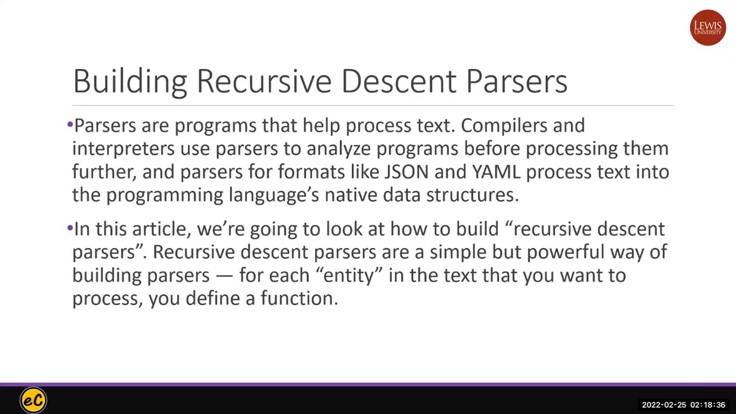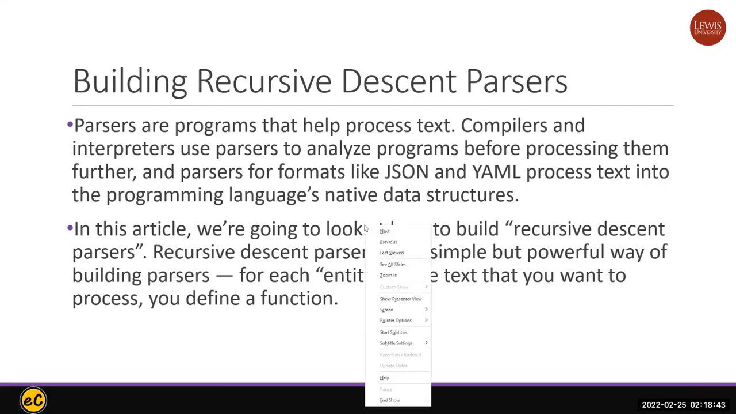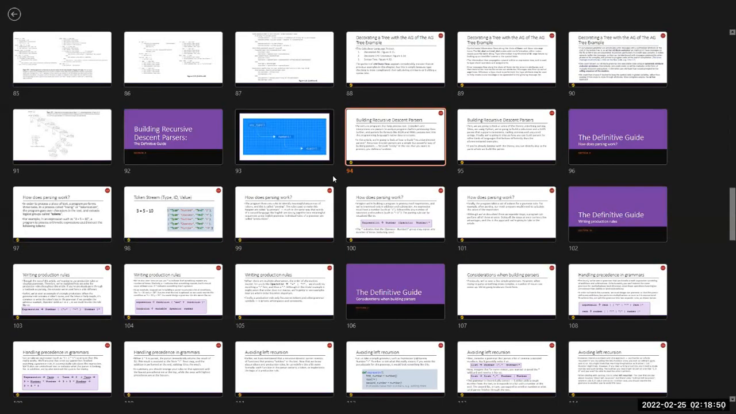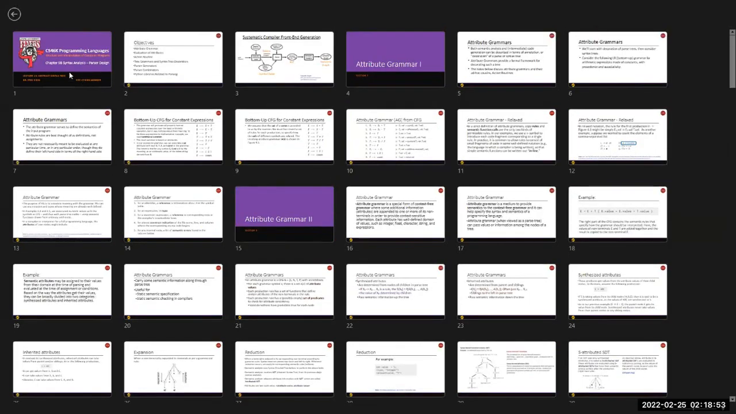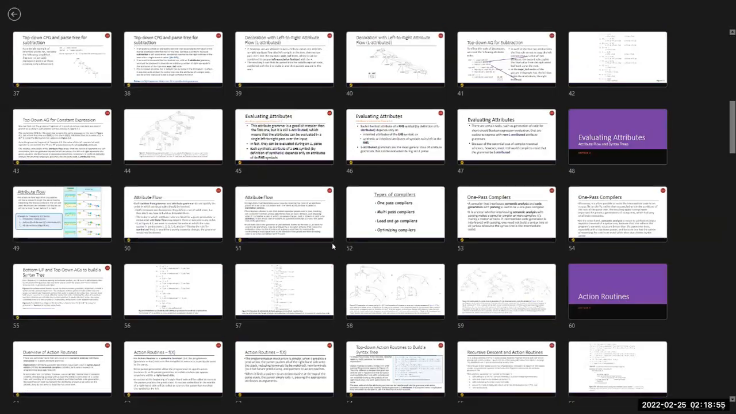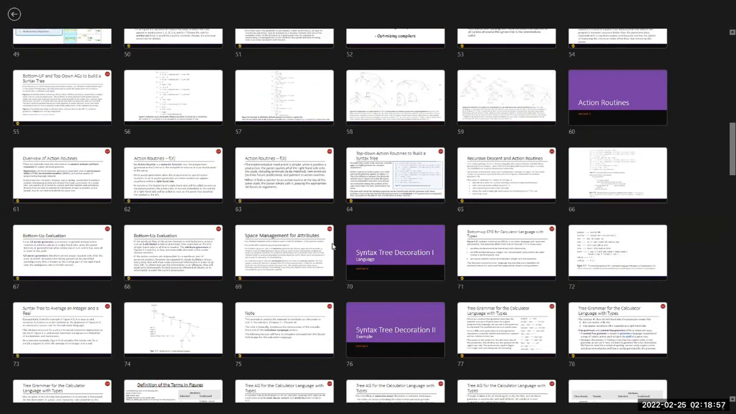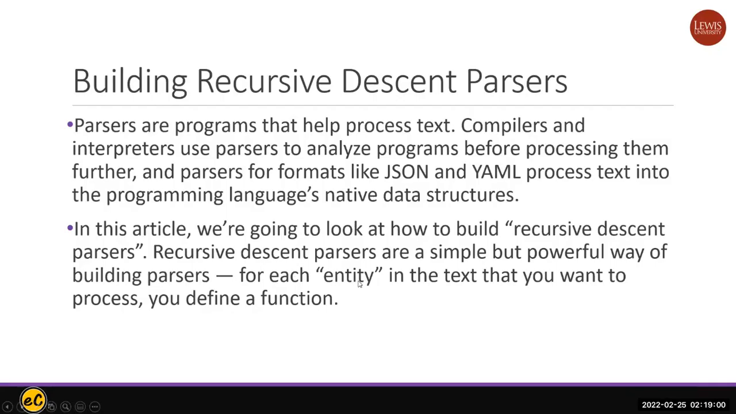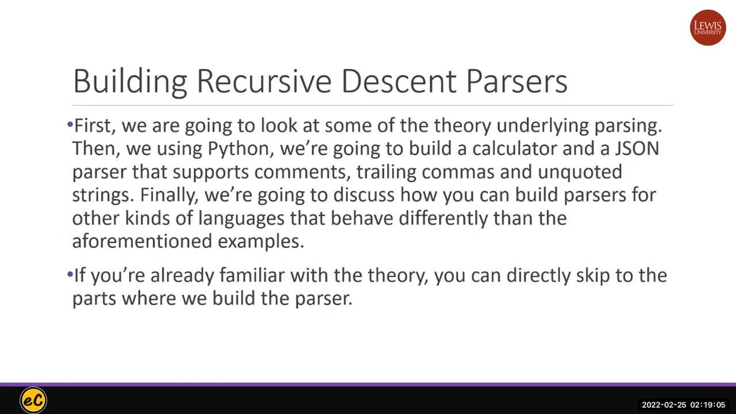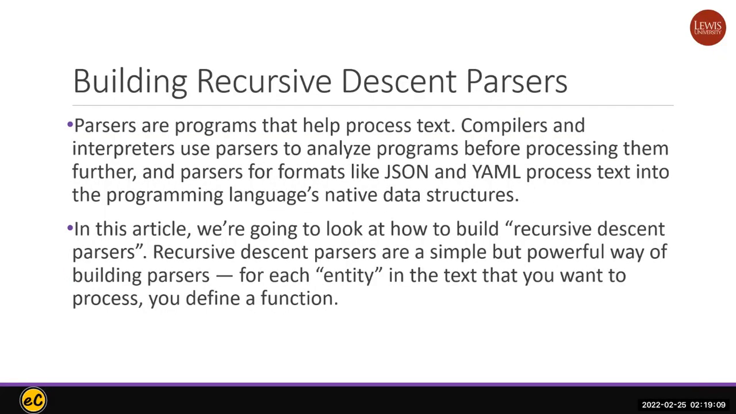For each entity in the text that you want to process, you define a function. So basically, you keep defining functions. We already talked about this in the previous lecture, that you use the recursive descent way to evaluate your functions. You can go back to the previous lecture to look at it. You try to match each function and evaluate it over there. So, okay, basically, let's see.